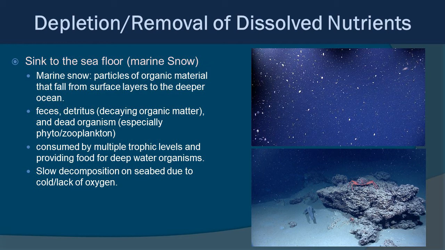Now, they are consumed by multiple trophic levels and provide food for the deep water organisms, because remember, there's no sun down there, there's no photosynthesis, so with the exception of hydrothermal vents, which are just a small little area here and there, most of the seafloor relies on this detritus essentially coming from the surface waters to fuel it. And it's a slow decomposing process on the seabed due to the cold and lack of oxygen. And that's one of the reasons why the ocean floor looks so pasty white.